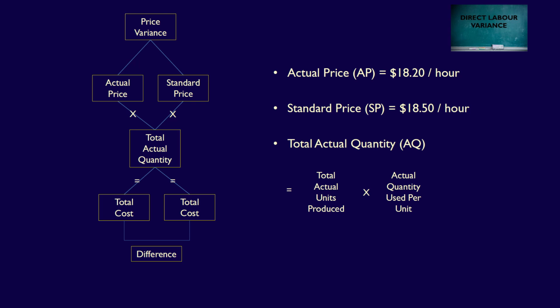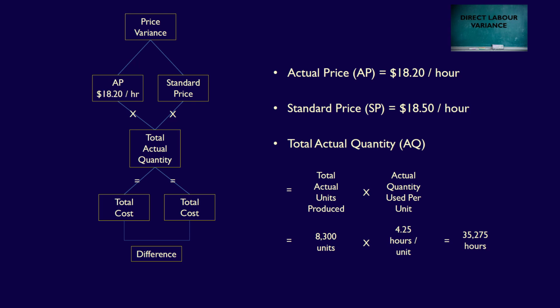The actual total quantity has to be calculated by multiplying the total actual units produced by the actual quantity in hours used per unit. This is referring to the actual direct labor hours used per unit, sometimes denoted as AH for actual hours. In this case, we would take 8,300 units actually produced and multiply it by 4.25 hours per unit, which is the actual direct labor hours used to produce one unit. 8,300 units multiplied by 4.25 hours is equal to 35,275 hours. We now have all the information necessary to calculate the direct labor price variance.